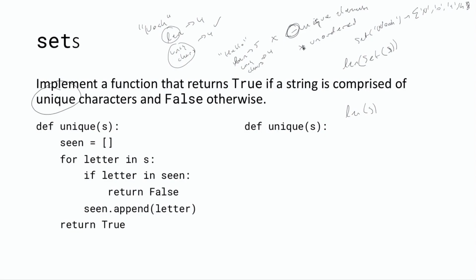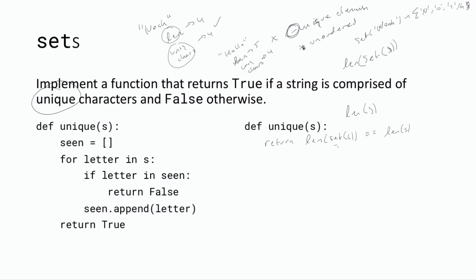And so now we can actually formulate the problem. We can say: if the length of set of s is equal to the length of s, right? So if the number of unique characters in s is equal to the number of characters in s, then it's a unique string, otherwise it is not. And so you can see that just by converting the string into a set, that did a lot of work for us. It removed all of the duplicates. And then here we were able to just compare the lengths like that.